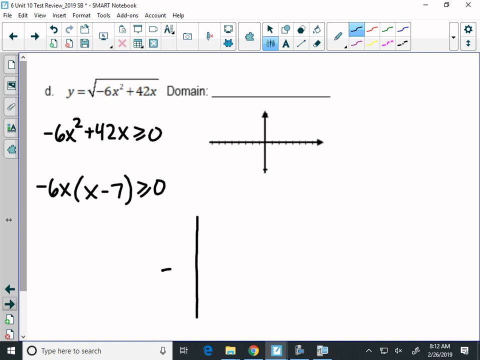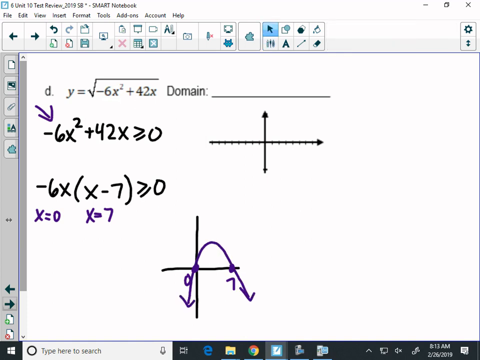Now again, when I set up my quadratic inequality, I need to know where the x-intercepts are. So this negative 6x, when I set it equal to 0, gives me an x-intercept at 0. The other x-intercept looks to be at 7. Now here's the tricky part. When I graph this quadratic, my leading coefficient is negative, so the parabola opens upside down.